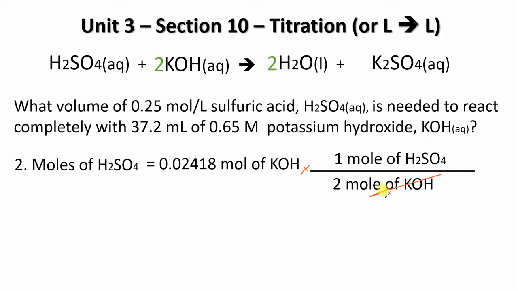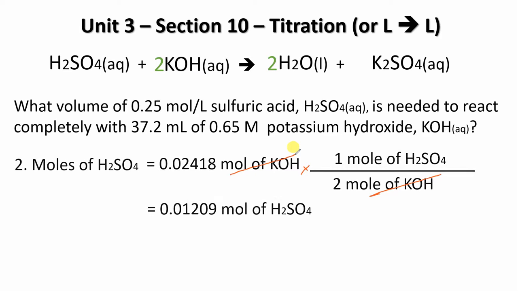So we're going to cancel the moles of calcium hydroxide with the moles of potassium hydroxide. And so it looks like our values there multiplied by 1 divided by 2 give us 0.01209 moles of sulfuric acid. We're just about done here.